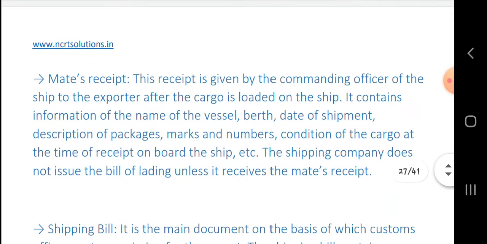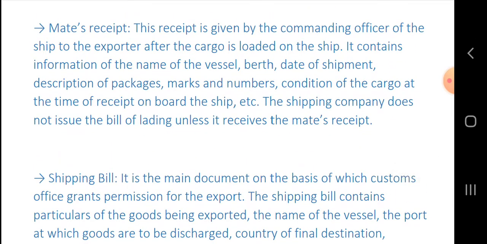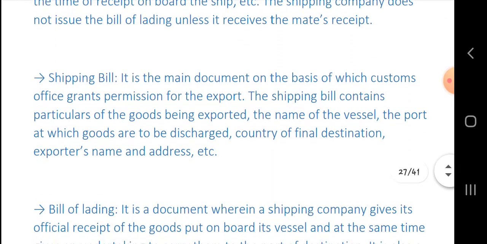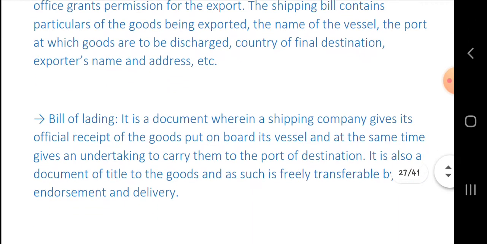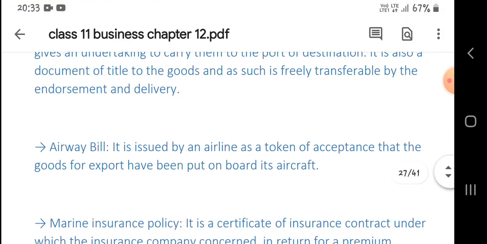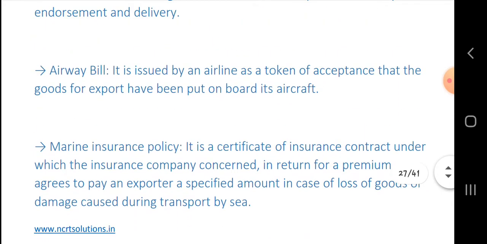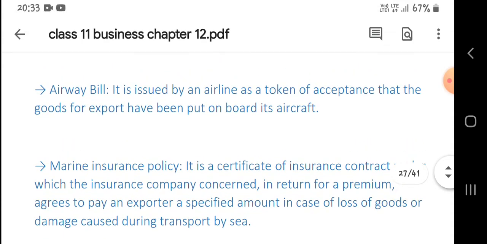Next, documents related to shipment. Mate's receipt is the receipt given by the commanding officer of the ship to the exporter after the cargo is loaded on the ship. Shipping bill is the main document on the basis of which the customs office grants permission for the export. Bill of lading is the document wherein a shipping company gives its official receipt of the goods put on board. Airway bill is issued by the airline. And marine insurance policy is the certificate of insurance contract under which the insurance company, in return for a premium, agrees to pay the exporter a specific amount.